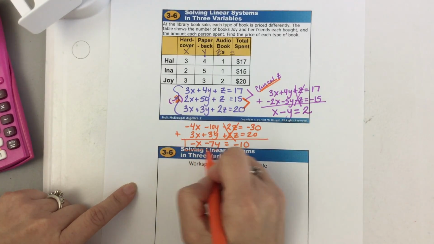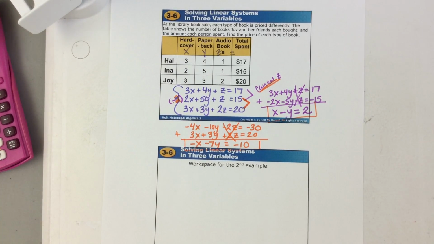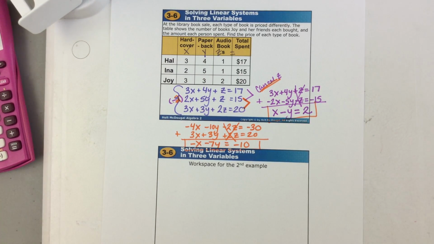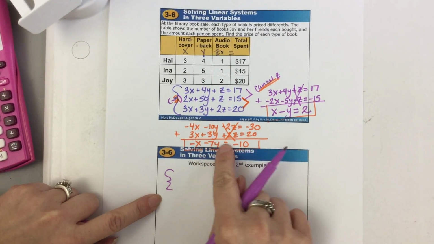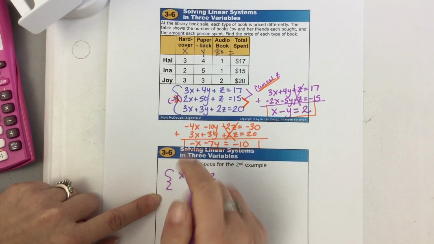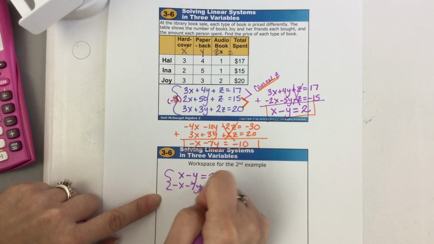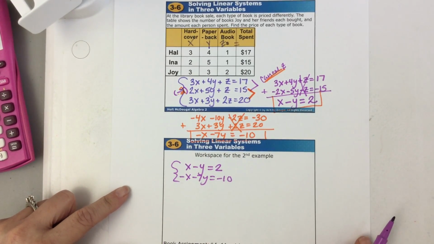Okay, so I chose two equations, canceled a variable, chose two different equations, canceled the same variable. Now what we have is a 2 by 2. So I rewrite those. Here are my two results. x minus y equals 2. Negative x minus 7y equals negative 10. Now I can use this to solve for x and y.